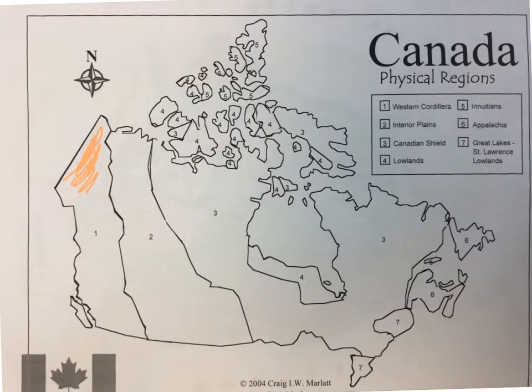I might shade in the Western Cordillera, which is just the Western Mountains. Okay, and yes, Vancouver Island is part of that. Vancouver Island is basically a bunch of big mountains sticking out of the water. All right, so I'm going to shade that all in.